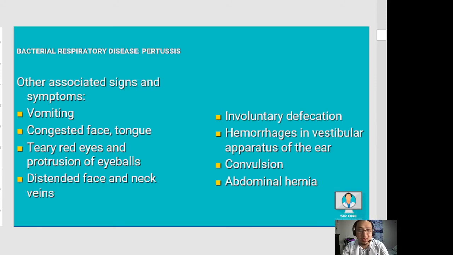Maybe there's also increased abdominal pressure, and hemorrhages can happen in those tiny vessels in the ear, convulsions, abdominal hernia, or loose loss in Tagalog can also happen.